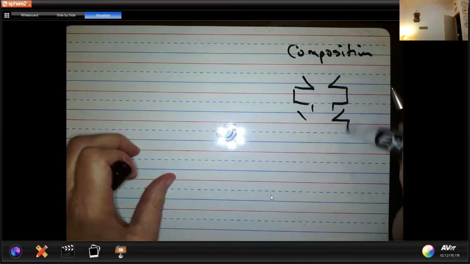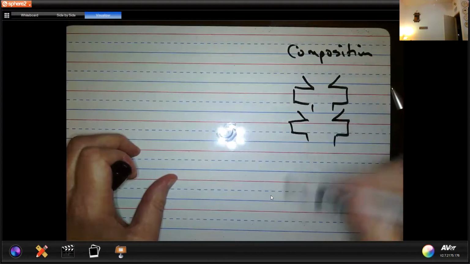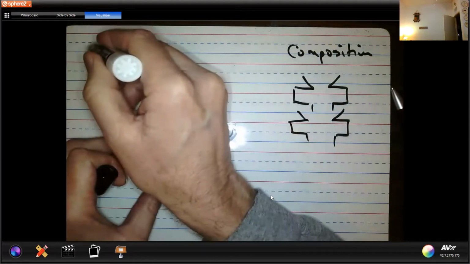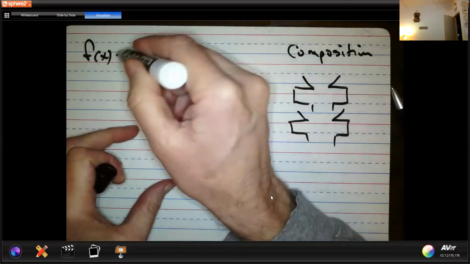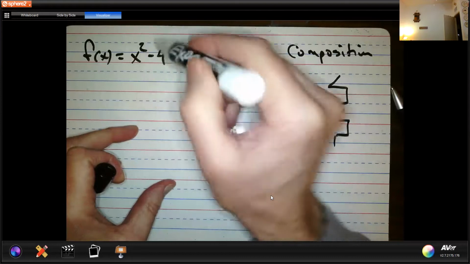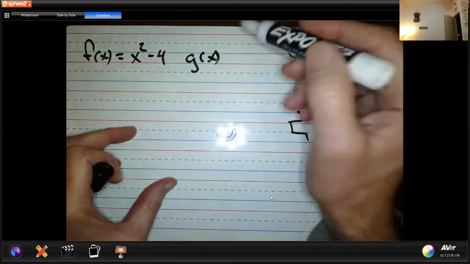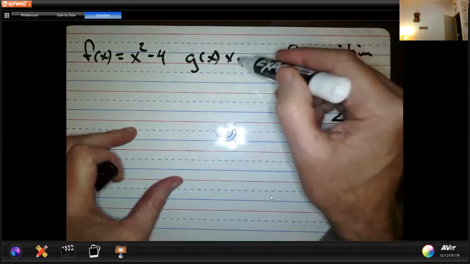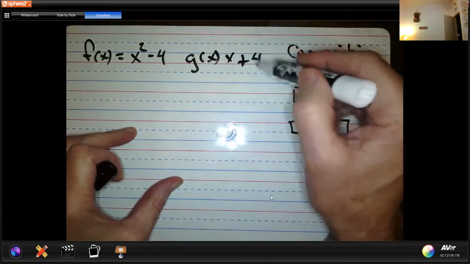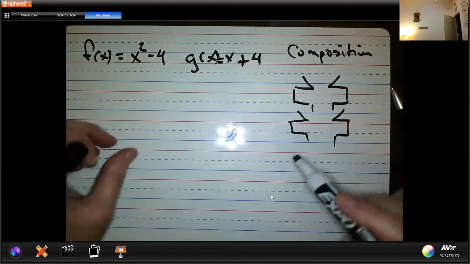What we're doing is we're chaining two functions together. And the way it looks, well, let's start off. We've got x squared minus 4, and we've got x plus 4. There we go. So those are the two functions.